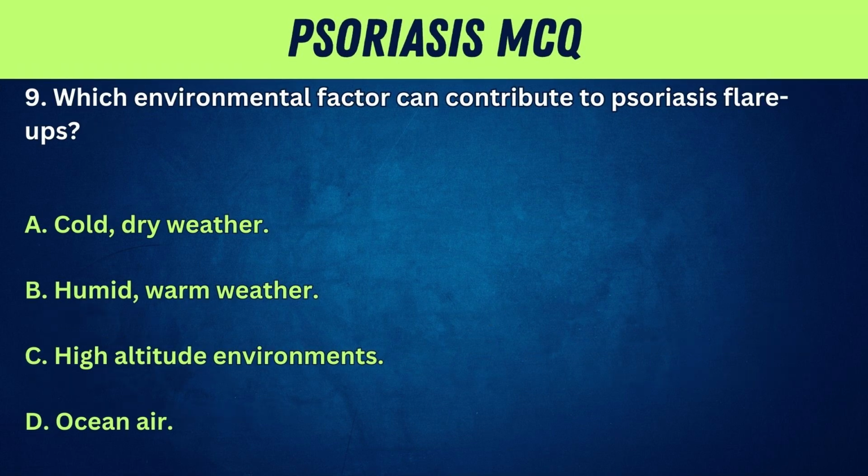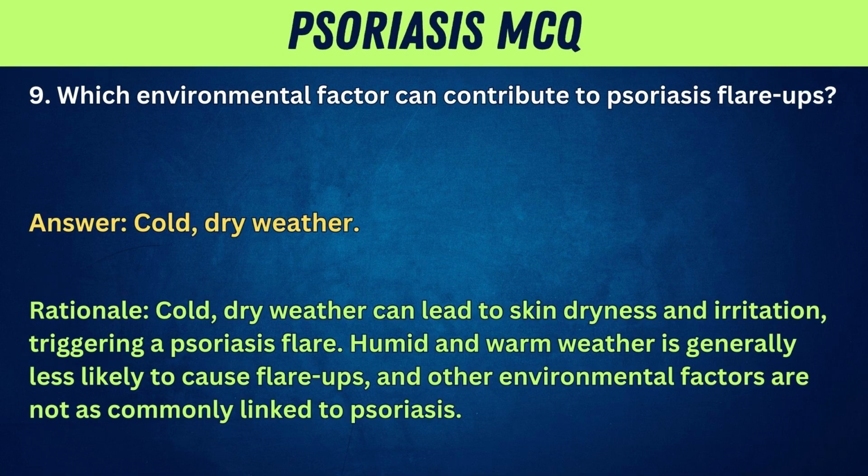9. Which environmental factor can contribute to psoriasis flare-ups? A. Cold, dry weather. B. Humid, warm weather. C. High-altitude environments. D. Ocean air. Answer: cold, dry weather. Rationale: cold, dry weather can lead to skin dryness and irritation, triggering a psoriasis flare. Humid and warm weather is generally less likely to cause flare-ups, and other environmental factors are not as commonly linked to psoriasis.